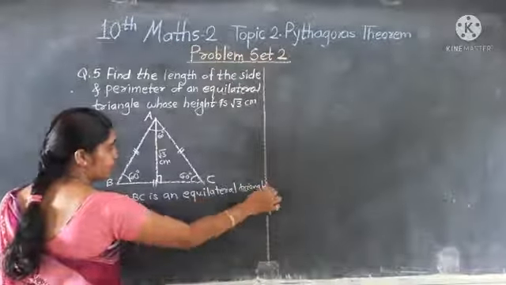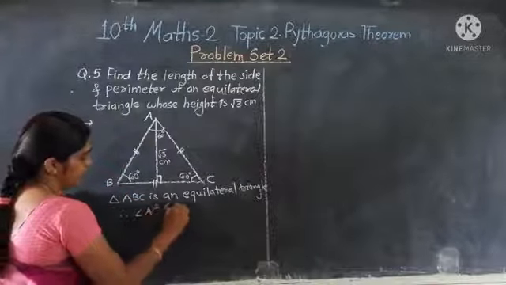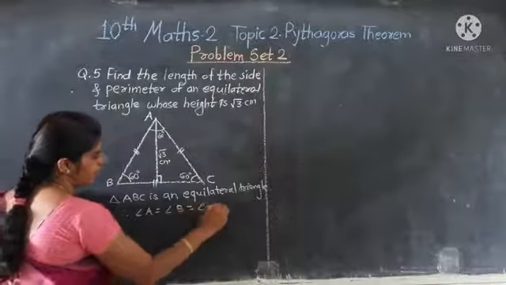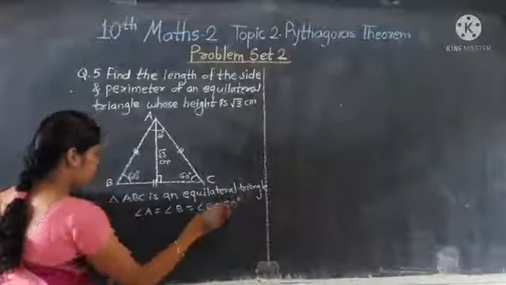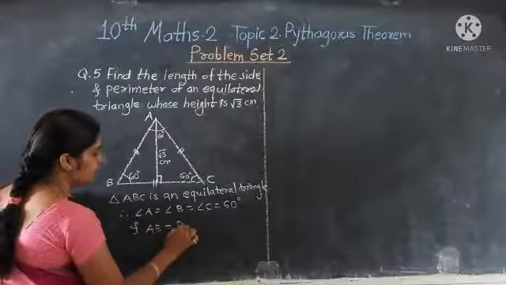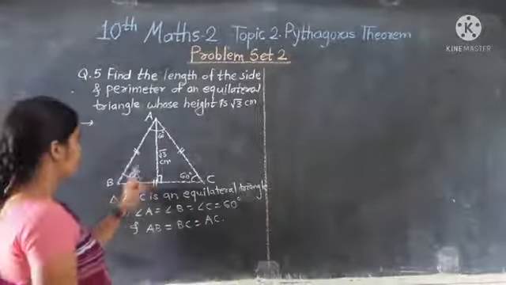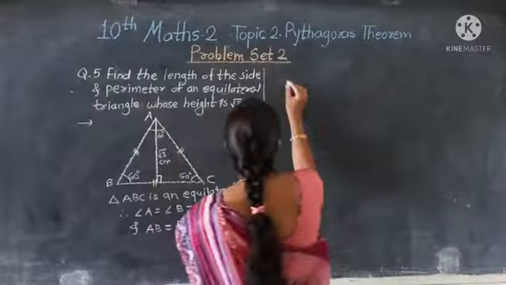Equilateral triangle. Therefore, angle A is equal to angle B is equal to angle C is equal to 60 degrees, and all sides are equal: AB is equal to BC is equal to AC. Okay, now in this triangle you observe.